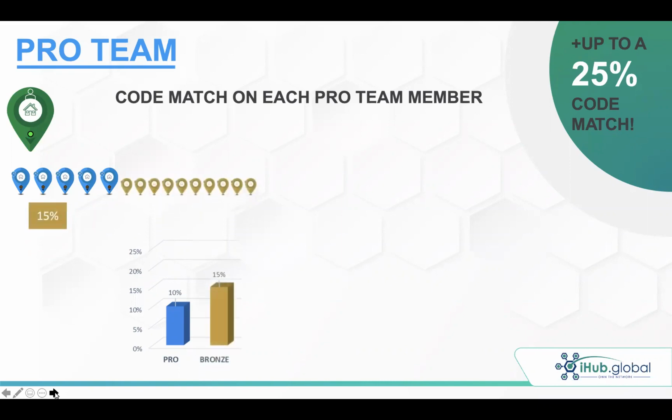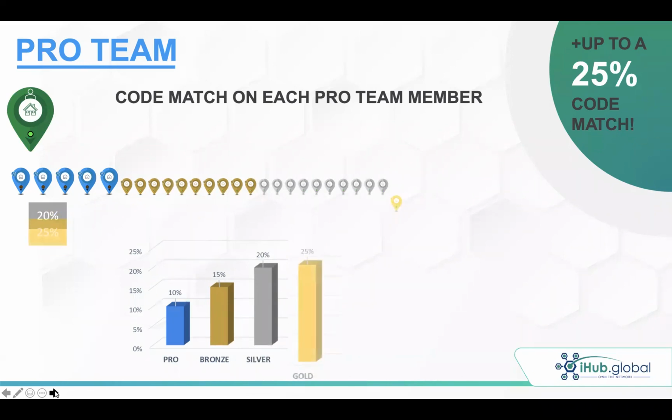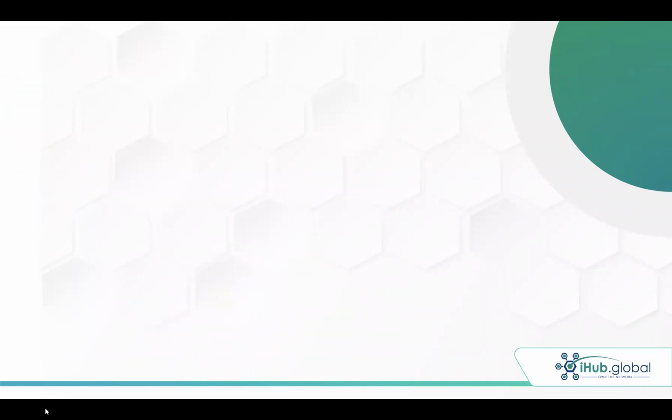Now, once you get to bronze, okay, you open up your sixth person, your bronze, you'll get a pay increase on all five of these matching their code check. You go to 15%. Okay. Once you reach silver, you get 20% on all these five. And once you reach gold, you get 25%. Again, that 26th person, okay, gives you a pay increase on your first five people. Whatever they make in their code commission, you get a match up to 25% of that. Very, very powerful.